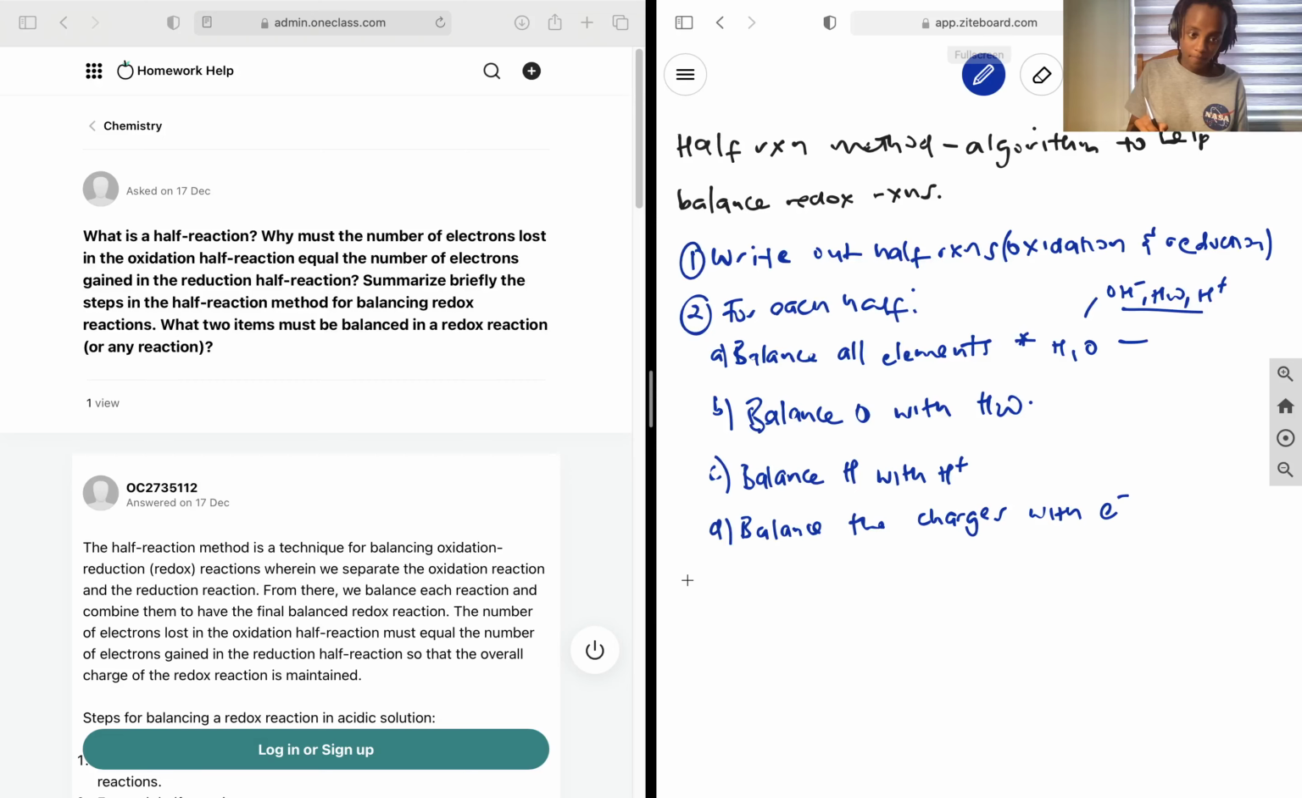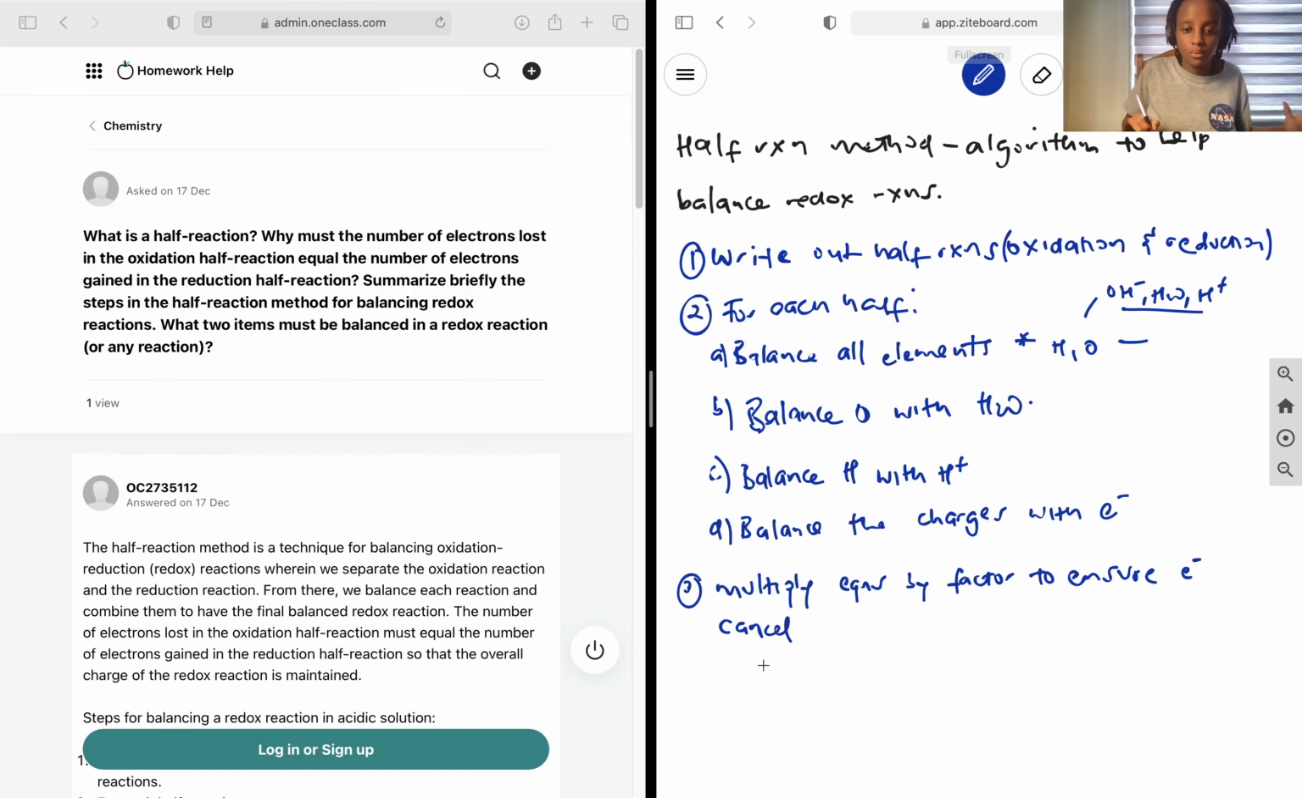Step 3 is going to be multiplying equations. So this is only if necessary, by a factor in order to ensure that the electrons gained or lost cancel out in both half reactions, because we don't want to see them in the overall reaction.